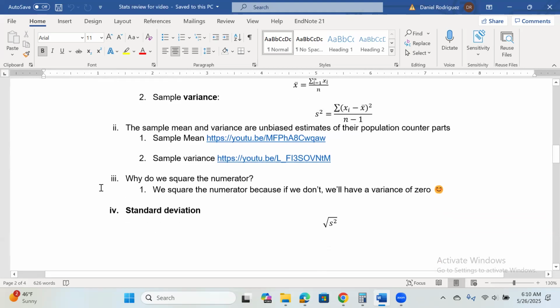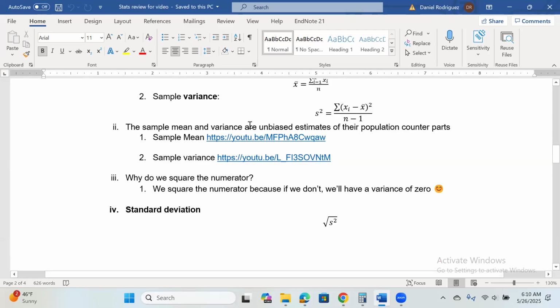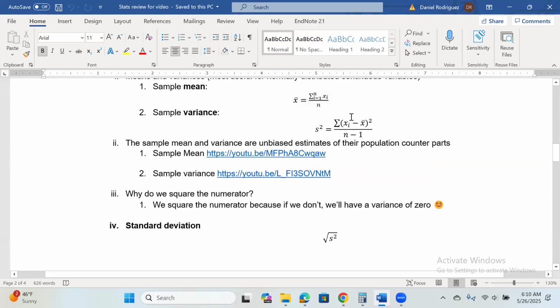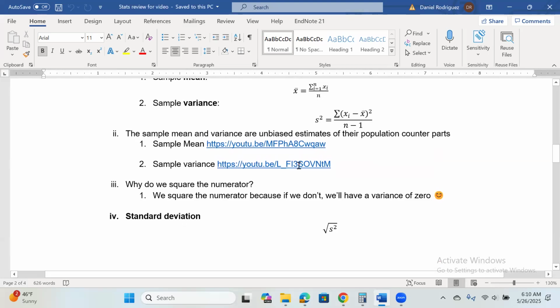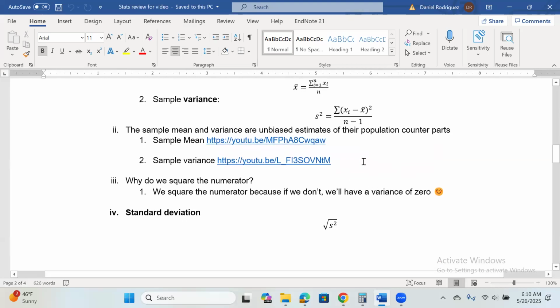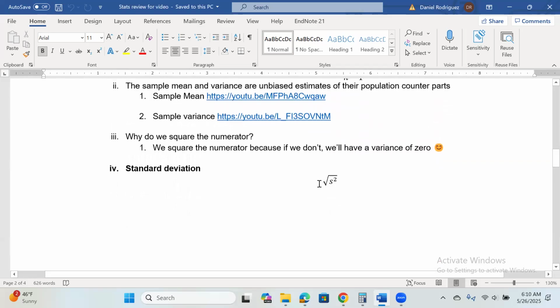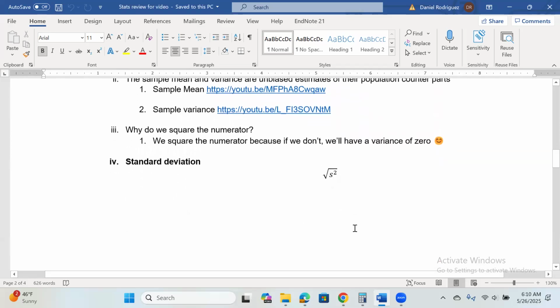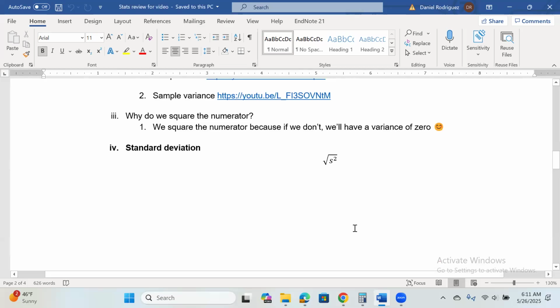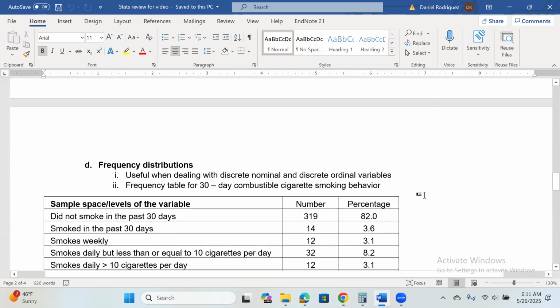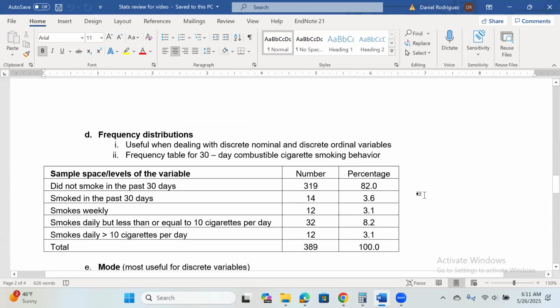If you're interested, I can show you that these measures, the sample mean and the sample variance, are unbiased estimates of their population counterparts. Remember, they're estimating population parameters. There's a population mean and a population standard deviation somewhere. I show you these derivations in other YouTube videos, and I mentioned that already. Standard deviation is something we use very frequently in statistics, and people generally report the mean and the standard deviation. It's just the square root of the variance, but it returns to the original units, which makes it easy to make comparisons.